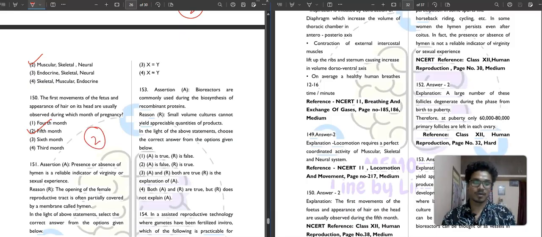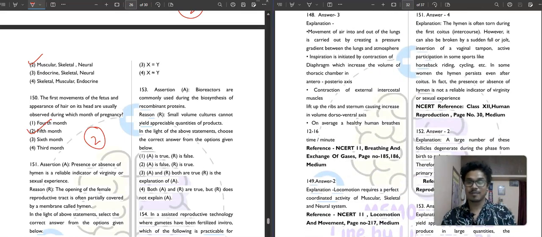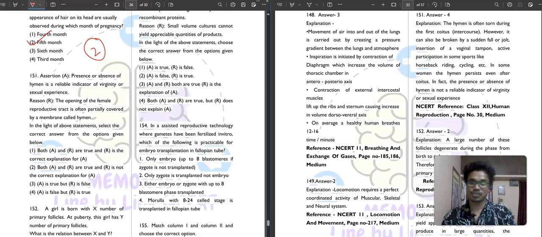Okay. Then question number 151. Assertion is saying that presence or absence of hymen is a reliable indicator of virginity or sexual experience. No, presence or absence of hymen is not a reliable indicator of virginity, because the hymen can be torn from several accidents or from a fall or by cycling. All these things, the hymen can be torn, and even after first sexual intercourse, if the hymen is thick, the hymen could not rupture. So hymen is not a reliable indicator of the sexual experience, or you can say the virginity.